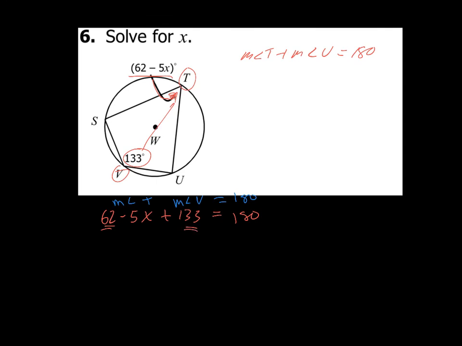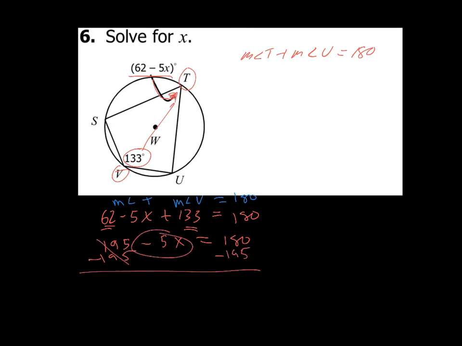Combine like terms. So 133 and 62 is going to be 195, so 195 minus 5x equals 180. When I subtract 195 and subtract 195, here's the catch, right? Be careful with your arithmetic. The negative 5x comes down, and 180 minus 195 is going to be negative 15. Divide by negative 5, divide by negative 5. X is going to be equal to a positive 3. They said solve for x, so x is equal to 3, and we're done.